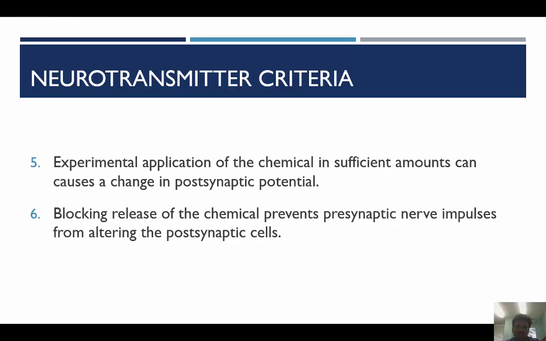And the last two criteria are that when we experiment with these substances, we can replicate the response at the postsynaptic membrane, or we can block the response by giving certain drugs. So scientists who study brain physiology and brain pharmacology are interested in knowing what exactly is a neurotransmitter, and they've come up with these criteria, which are really very, very simple and self-evident.